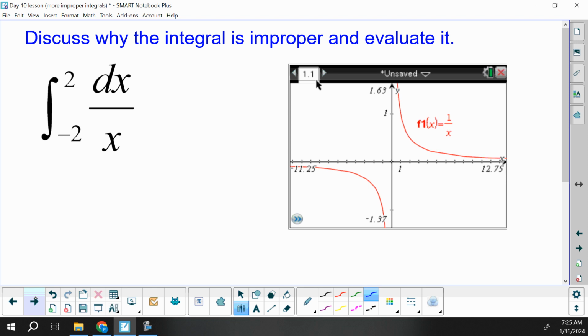All right, going down to the next one. Essentially, this is 1 over x. Well, 1 over x has issues when x is equal to 0, which is in our interval. So what we're going to have to do is break this up into 2 integrals. We're going to split it at 0 because that's where the problem is. So we'll have negative 2 to 0, 1 over x dx, plus integral from 0 to 2 of 1 over x dx.